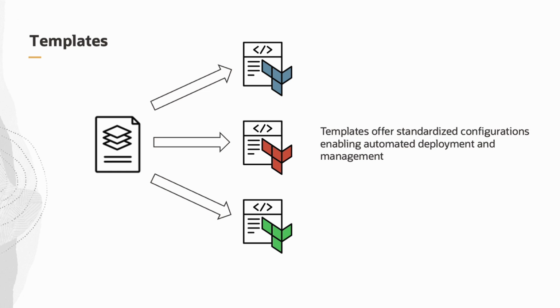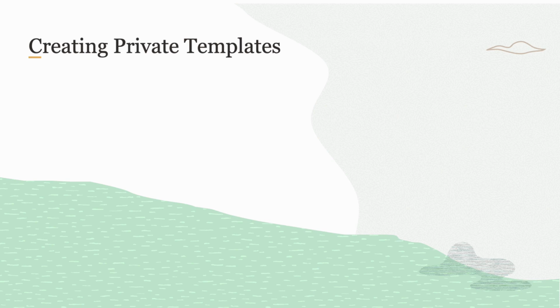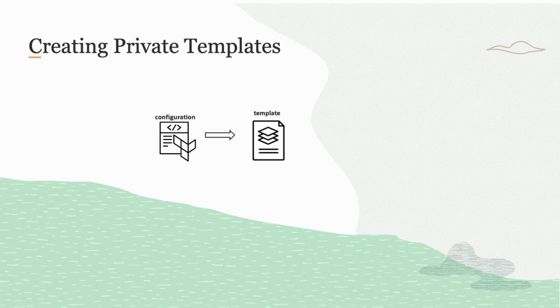By using templates, you can easily manage complex configurations and streamline your infrastructure management processes. Templates can be Oracle provided or private. Let's see how private templates can be created. In this process, we start with our configuration files, where we define the resources and settings for our infrastructure. Next, we bundle these configurations into a template. This template encapsulates all the configurations and settings from the configuration.